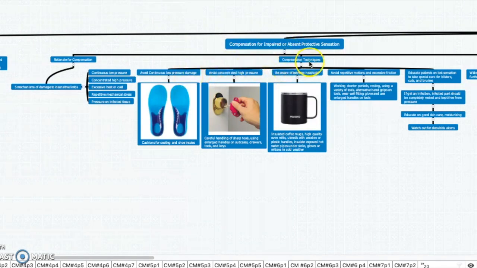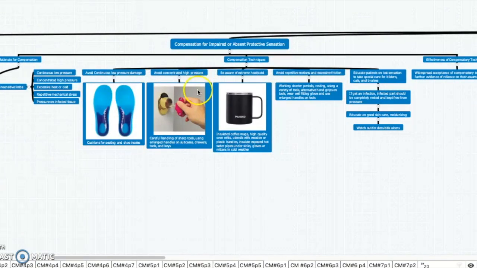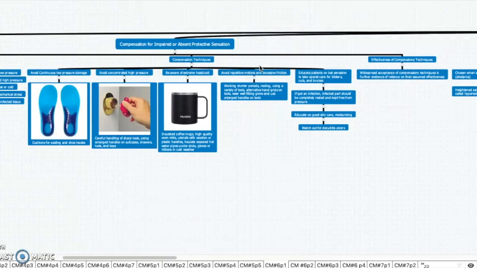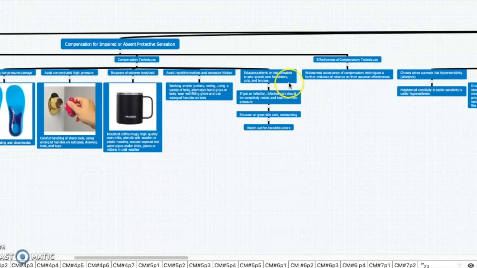there are some compensation techniques that include avoid continuous low pressure damage, avoid concentrated high pressure, and you also want to be aware of extreme heat or cold, avoid repetitive motions and excessive friction, so energy conservation techniques, for example, and you also want to educate the patients on lost sensation to take special care for blisters, cuts, and bruises.